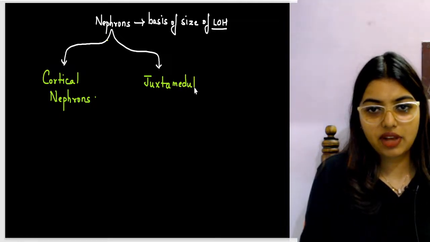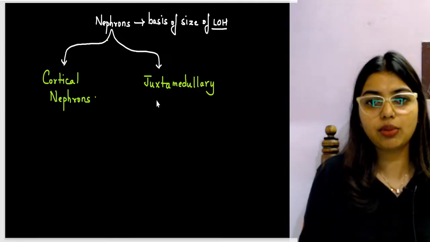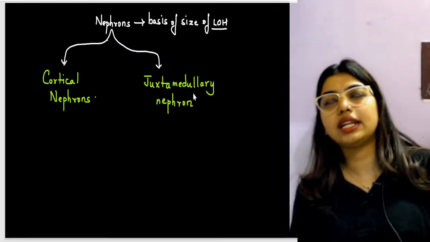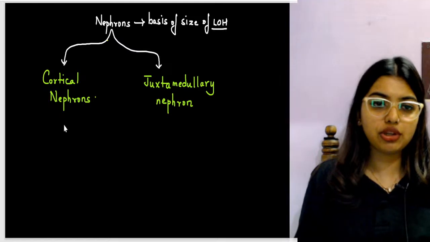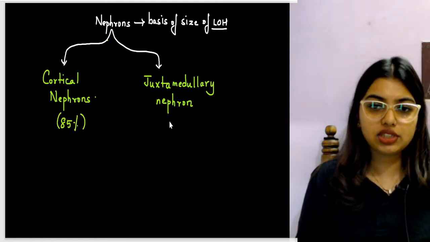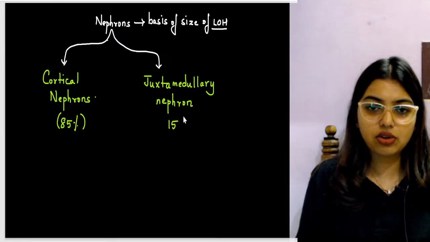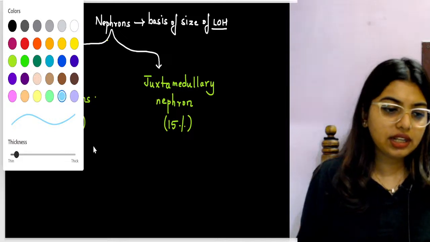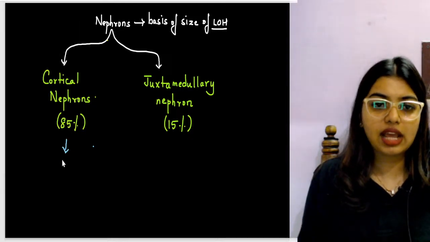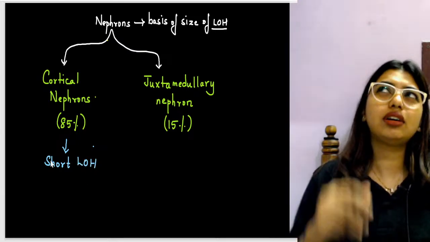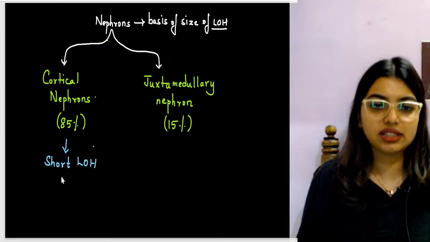So students, when you're fasting, the nephron that is going to work in your body is called the juxtamedullary nephron. Why so? Because cortical nephrons in your body are around 85%. Out of 1 million nephrons that you have, 85% are cortical nephrons and 15% are juxtamedullary nephrons. The cortical nephron has a short loop of Henle, and hardly any vasa recta.